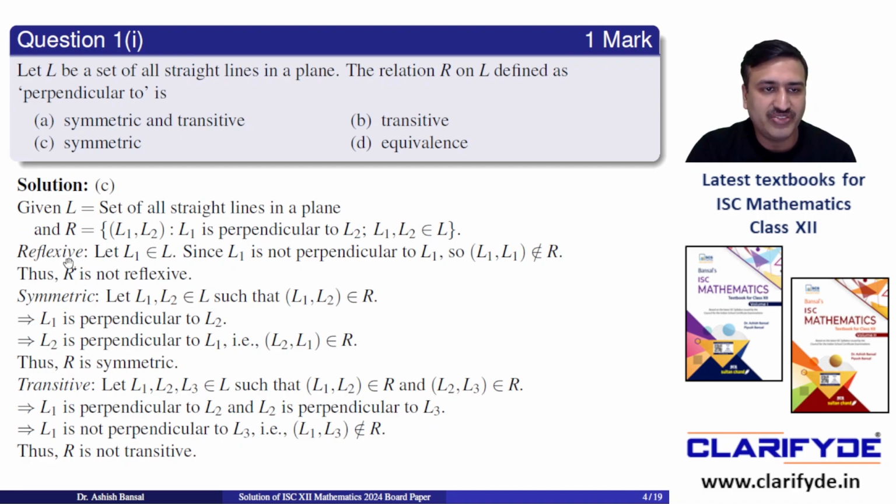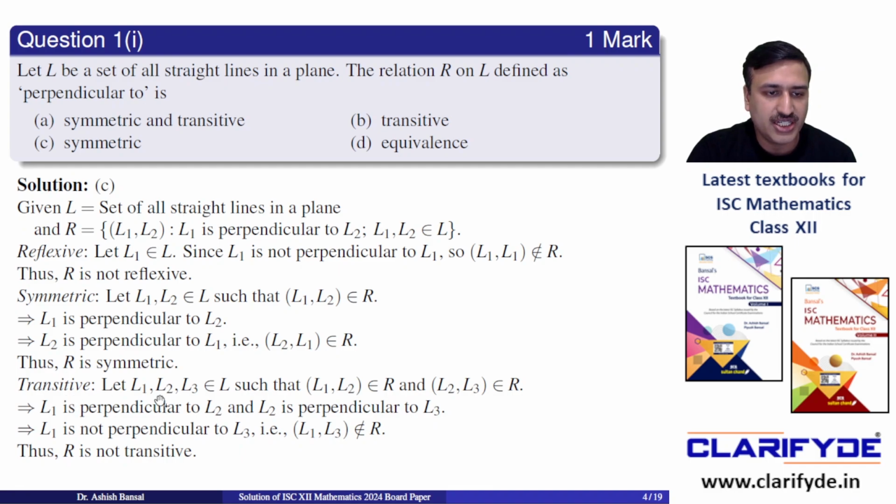To check the reflexivity of R, if I take an element L1 in L, then L1 is not perpendicular to itself. That is, L1 is not related to L1, so R is not reflexive. For symmetry, let us take two elements L1 and L2 in L such that L1 is related to L2. This implies L1 is perpendicular to L2, which implies that L2 is perpendicular to L1, that is, L2 is related to L1, hence R is symmetric.